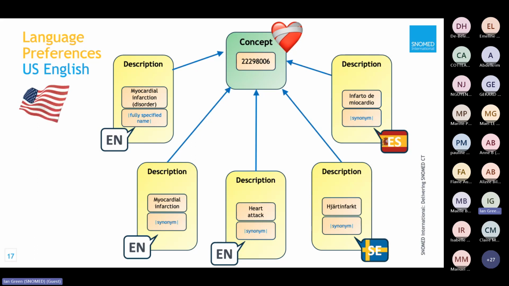So when it comes to both creating translations and managing them, the way they're created is exactly as I've explained here. You're essentially adding a synonym in a different language. Within the actual release, which goes back to the whole extension and national edition, one of the files that goes out in the national edition allocates the language preferences. So it will tell you that in France, if you're looking at the concept myocardial infarction disorder, which description is the preferred description. Even in French, you could have five or six different terms associated with that concept. There'll be one which is the preferred term.